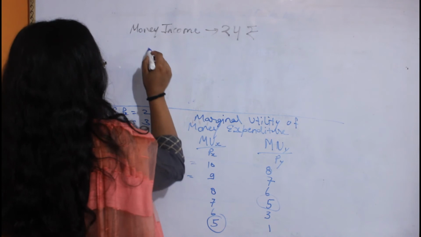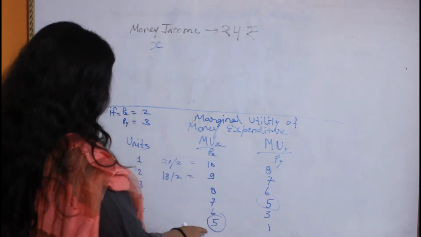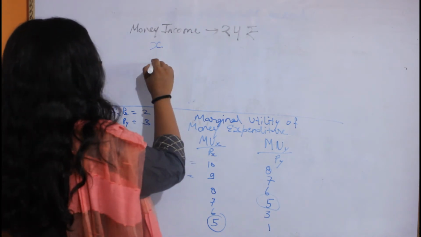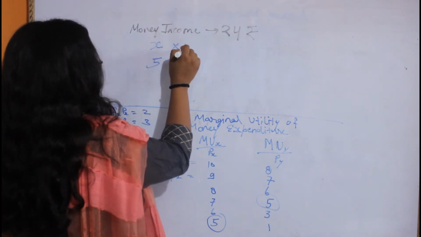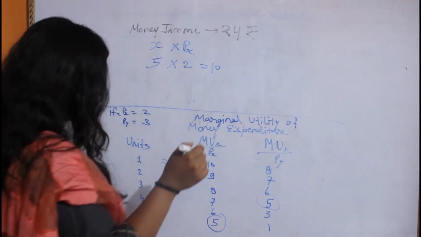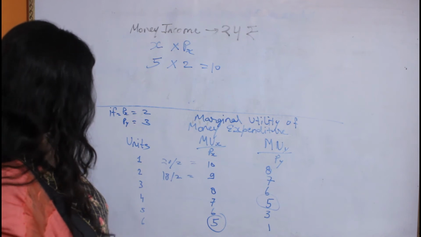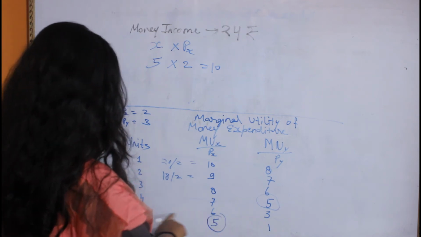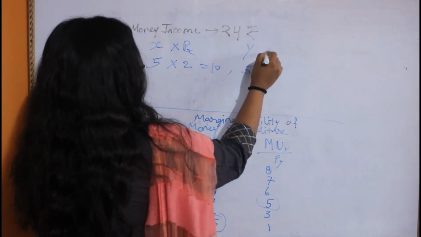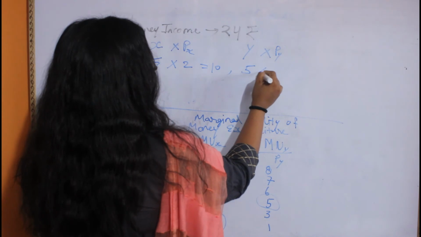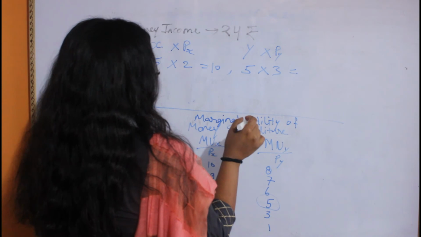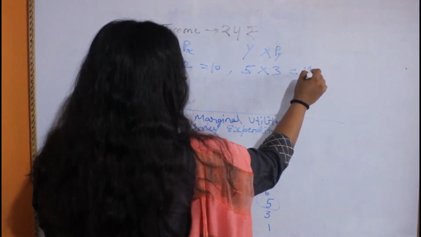Again I will write the X, and this time he is going to consume 5 units of X multiplied by the price of X, which is 2, equal to 10, and 5 units of Y multiplied by the price of Y, which is 3, will be equal to 15.